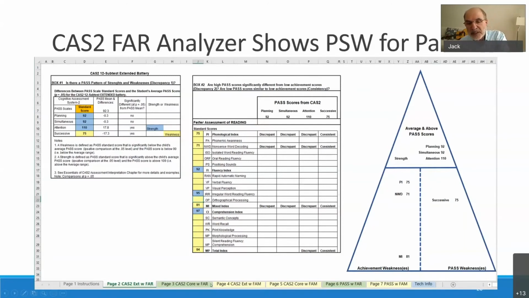So the different tabs here are for different versions, like the CAS core battery is 8 subtests, the CAS extended battery is 12. So different level of subtests, different reliabilities. So the calculations are going to be influenced by those different reliabilities. So that's how it works. And the first page gives you instructions, and the last page in this document shows you the correspondence between all the different subtests and PASS, like a crosswalk. So successive processing is required for the phonemic awareness subtest on the FAR, for example.